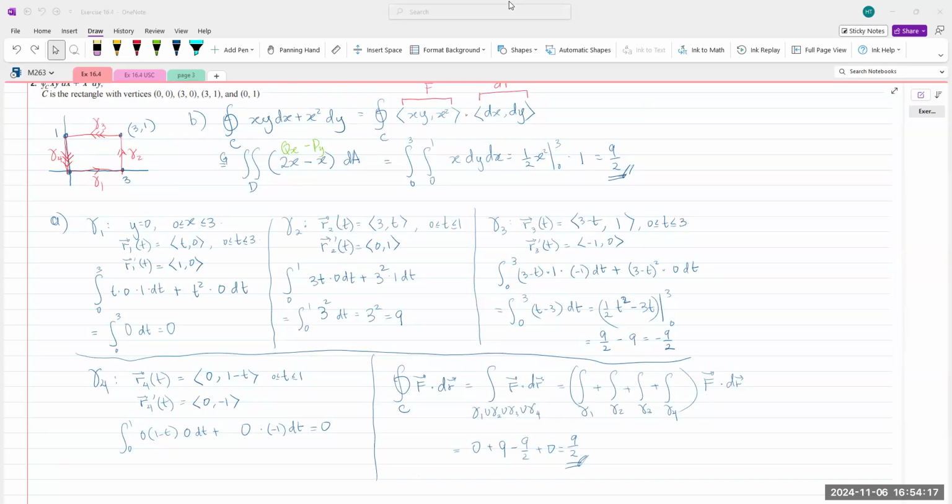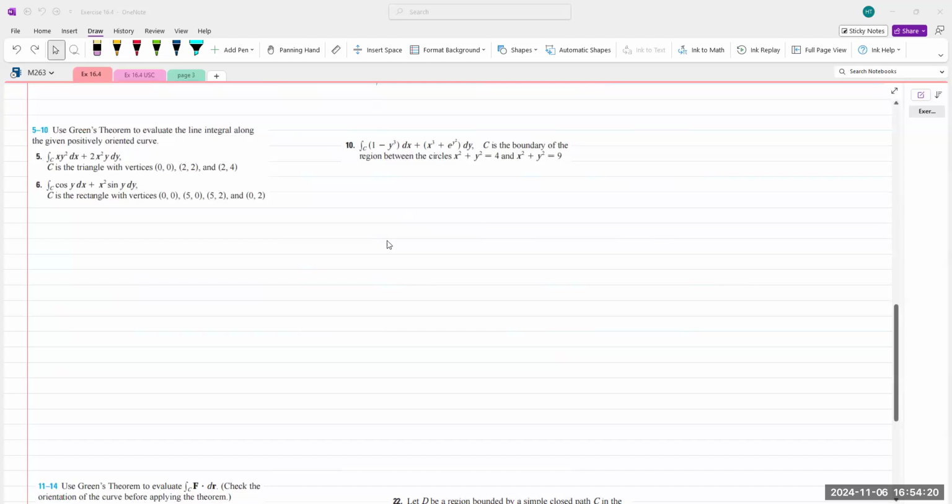Let's go on to the next one. Number 6. Use Green's theorem to evaluate the line integral along the given positively oriented curve. We see it is a rectangle with vertices 0,0, 5,0, 5,2, 0,2. The same thing we had earlier, similar. It's positively oriented.